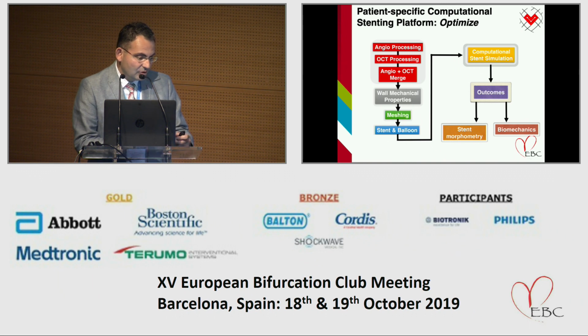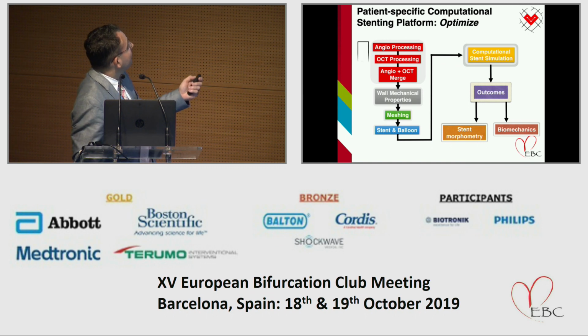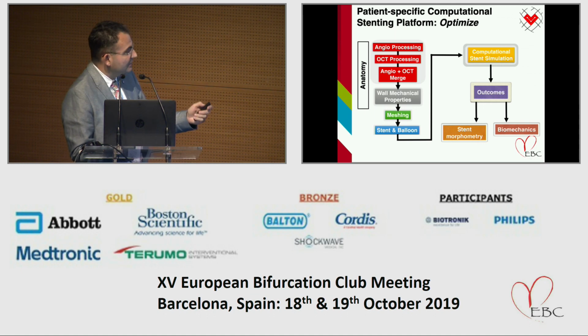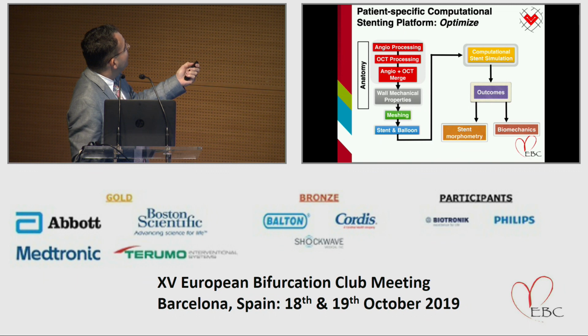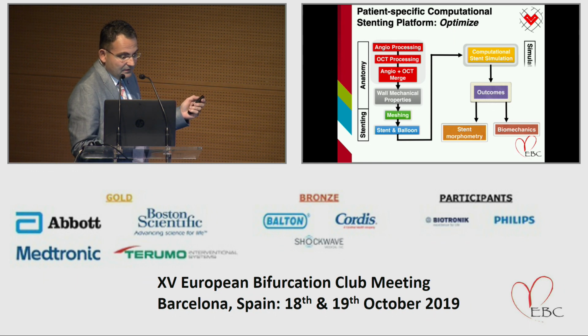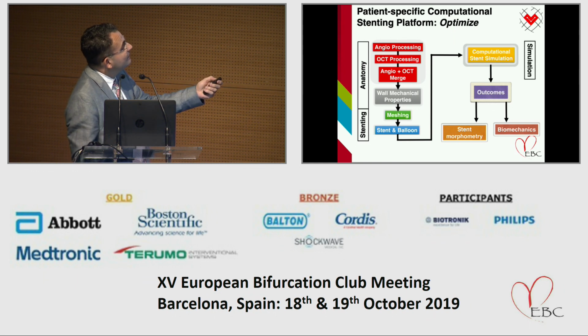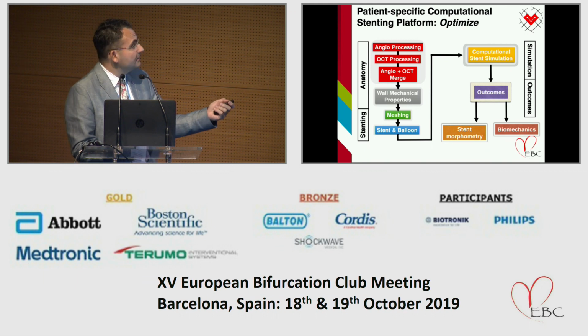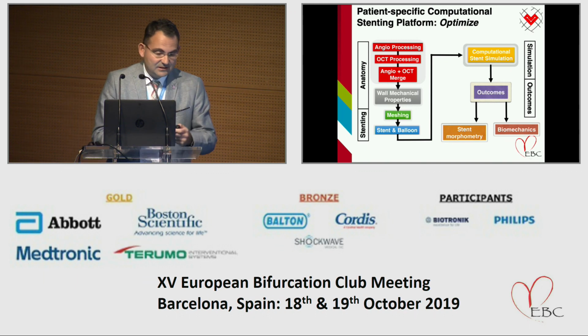Coming to the computational platform that we developed, this is the workflow here. We have the anatomy, which is a combination of angio and any invasive or non-invasive intracoronary imaging. We apply wall mechanical properties, which are realistic. Then the stenting part, which uses realistic stent design and properties. Then everything runs computationally. The stenting runs in a computational simulation fashion. And then finally, the outcome is biomechanics, flow and solid mechanics, and also stent morphometry, expansion, apposition, and so on.